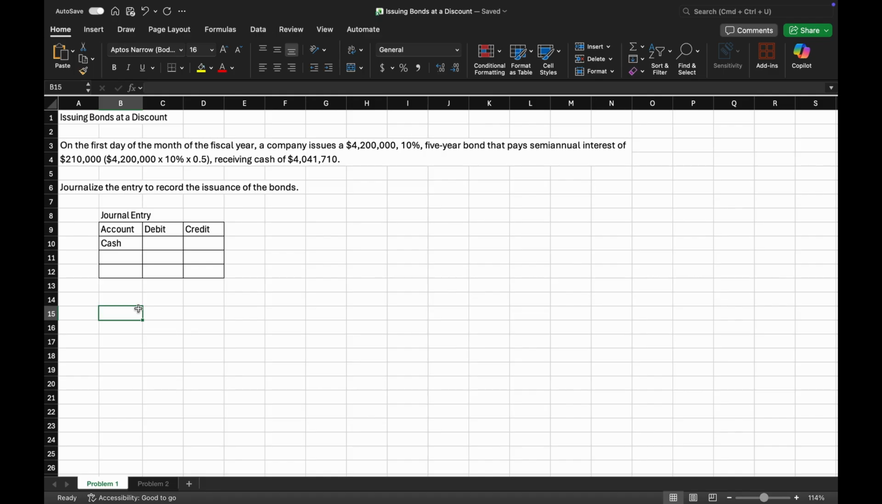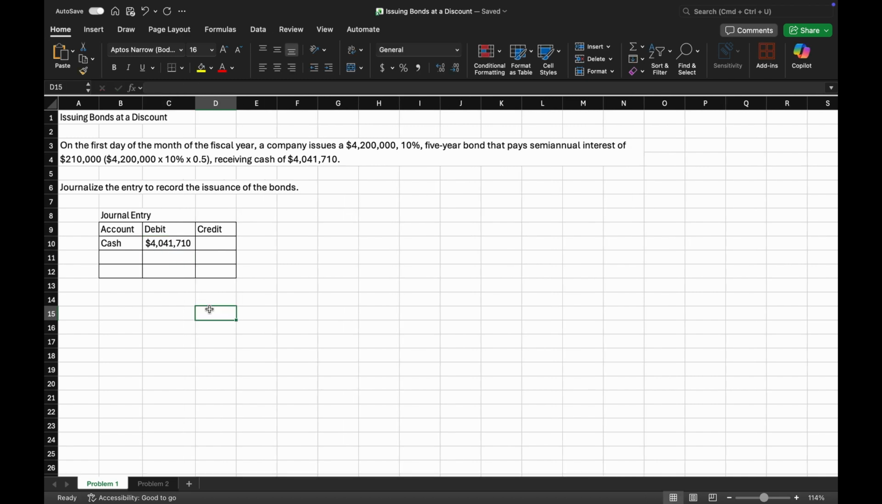As we can tell from the problem, the company is receiving $4,041,710 from its investors for the bonds. So that is the debit for the cash account. So let's put $4,041,710.